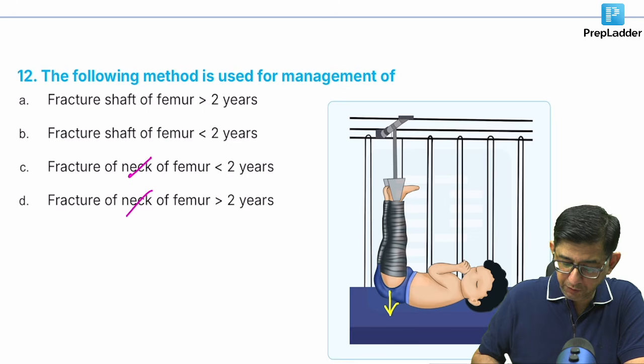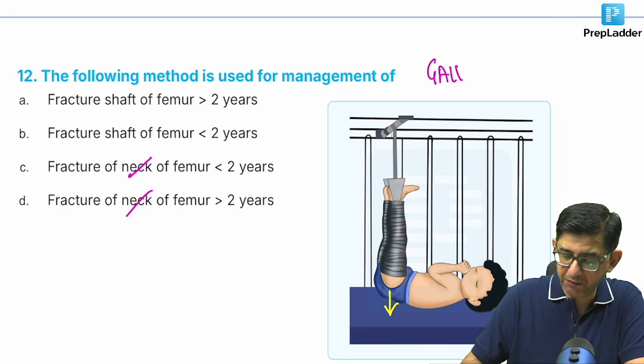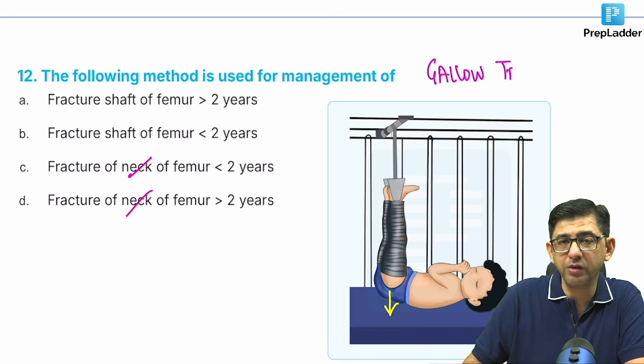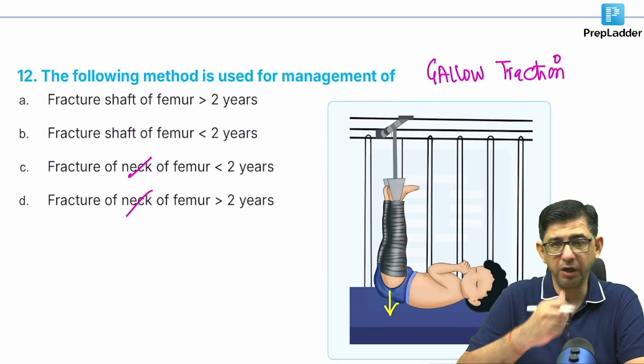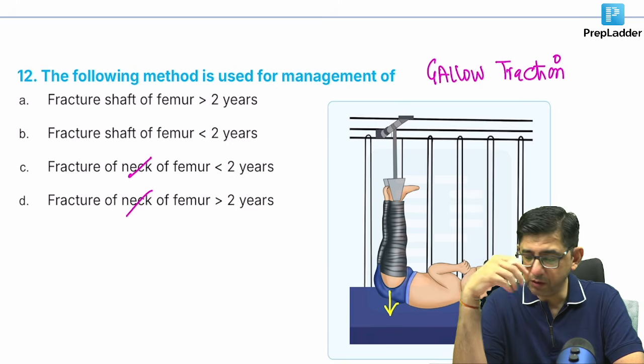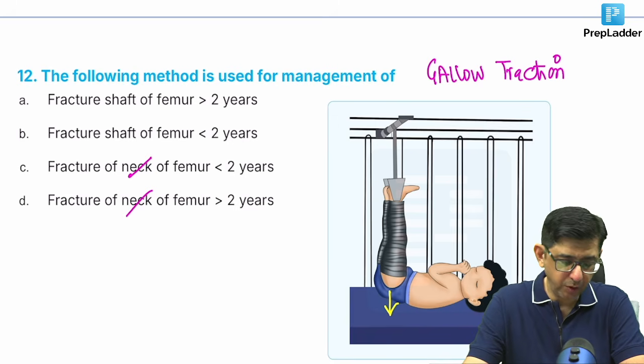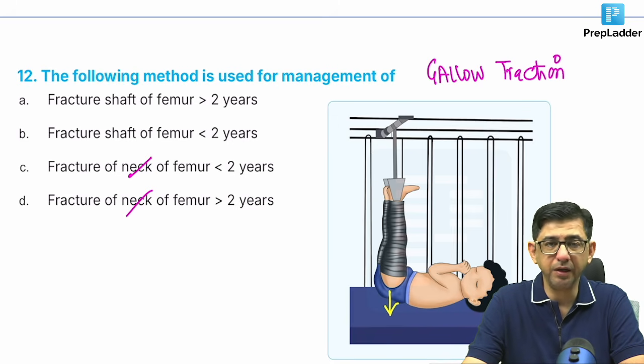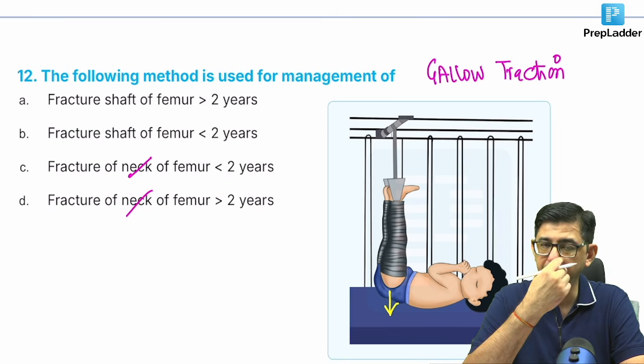So the word that we use for this kind of traction where body weight itself is being used is called gallows traction. And gallows traction is done for fracture of the shaft of the femur. Now the question would arise: less than 2 years or more than 2 years? So yes guys, hit the comment button for question number 12. Yes, the correct answer is mentioned very rightly in the chat. It is fracture of the shaft of the femur less than 2 years.